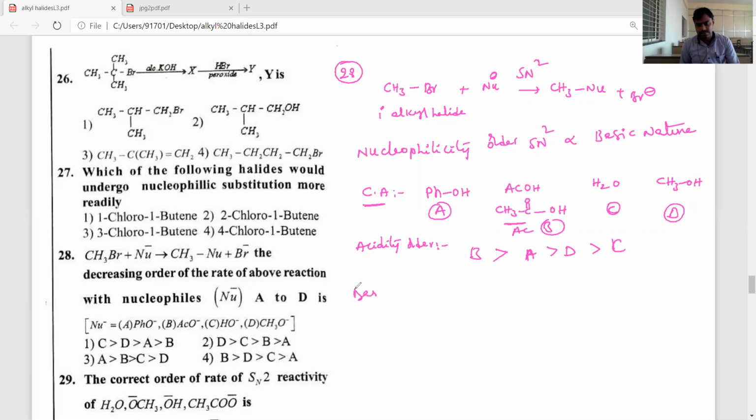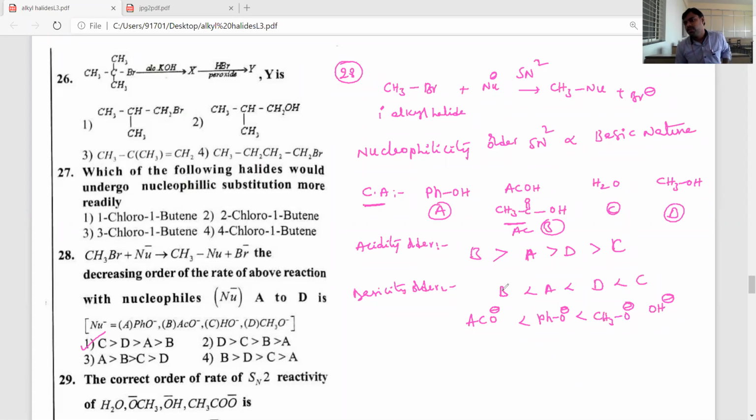Now the basicity order is the reverse. B is more than A, then D, and then C. C is OH minus ion. D is methoxide ion, CH3O minus. A is phenoxide ion. And B is acetate ion, ACO minus. Now the correct answer is C is more than D, then A, and then B. The first option is correct. Okay students, I hope you understood.